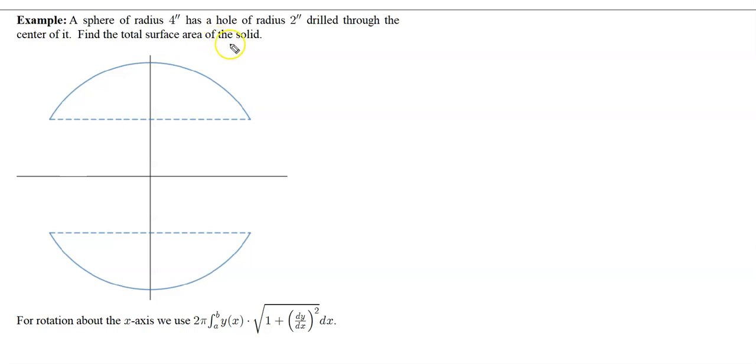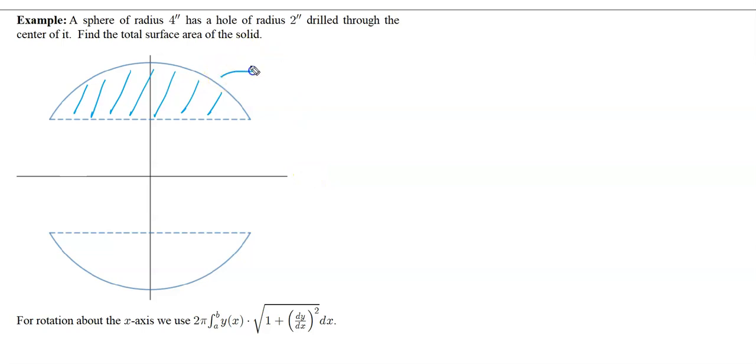of that solid. So to solve this problem, we're going to take a region, rotate it around an axis, in this case it's going to be the x-axis, to generate our solid. And then we're going to use our equations for surface area to find the total surface area. So here's the region that we're going to rotate around the x-axis. So you see, if we rotate this region around the x-axis, it will generate a sphere with a hole cored through the center of it.